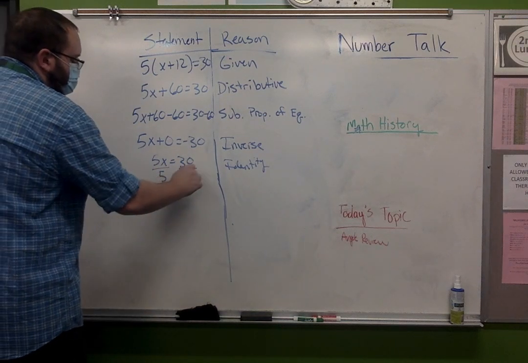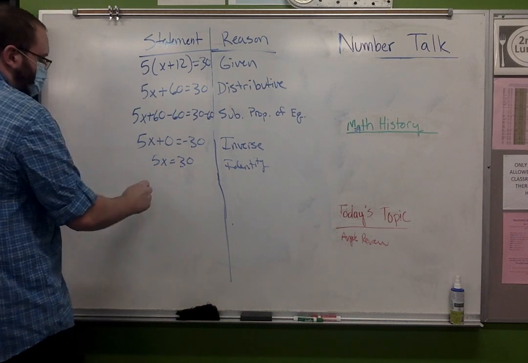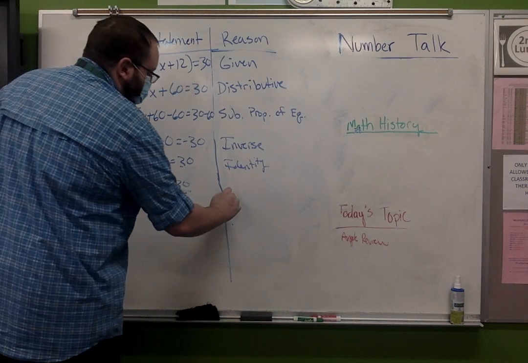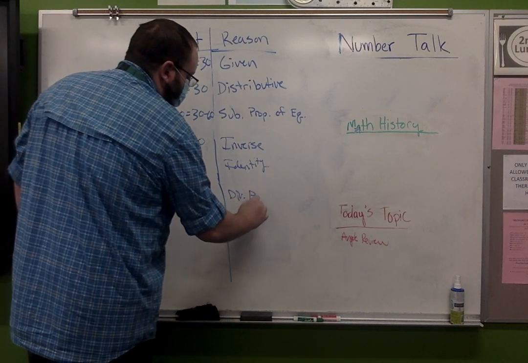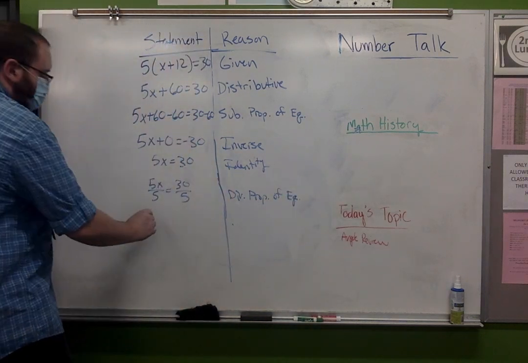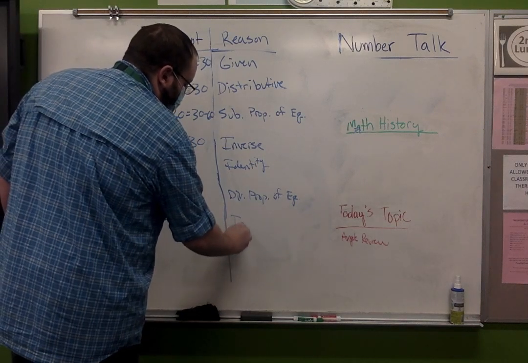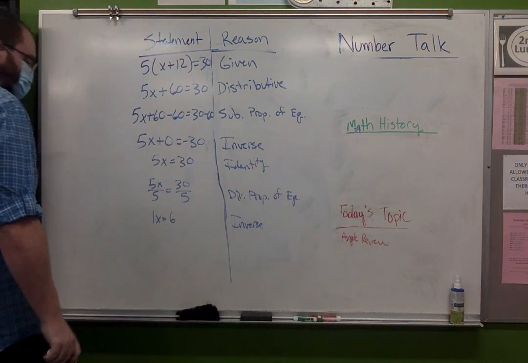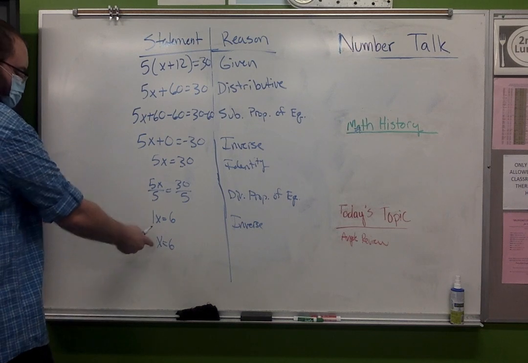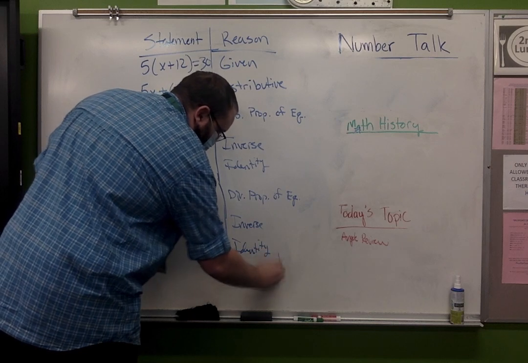Divide 5 both sides. Oops, we need to go down another step. Sorry, that's my fault. 5x over 5 equals negative 30 over 5. That's the division property of equality. 1x equals negative 6. That's the inverse property. And then x equals negative 6, right? 1 times x equals x. That's the identity. And we're done.